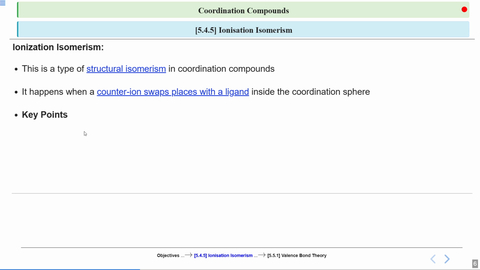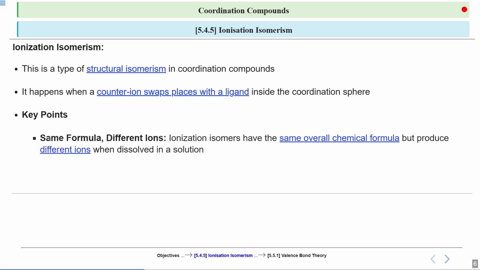The key points include: they have the same formula and different ions. That means the ionization isomers have the same overall chemical formula, but they produce different ions when they dissolve in solution. Due to the swapping between the counter ion and the ligand, we have this ionization isomerism, where they have an overall similar chemical formula, but when they dissolve in water or solution, they produce different ions.